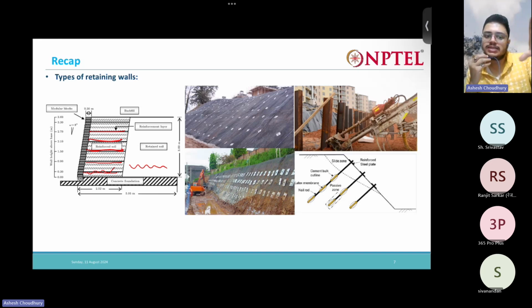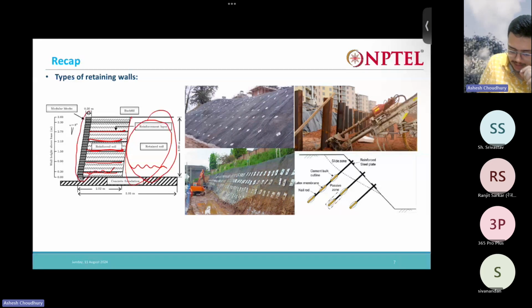That part is known as the reinforced soil, and the part which is not reinforced is nothing but the retained soil, or just the backfill soil. Now this front part is known as the facing. This facing also can be of many types. One of the types of facing is shown here. That is the use of modular blocks or modular bricks. So modular blocks are nothing but brick-like structures like this.